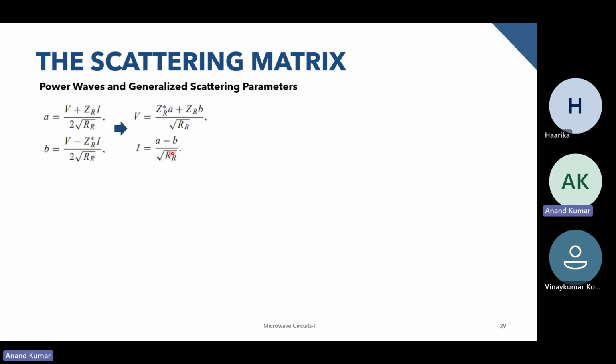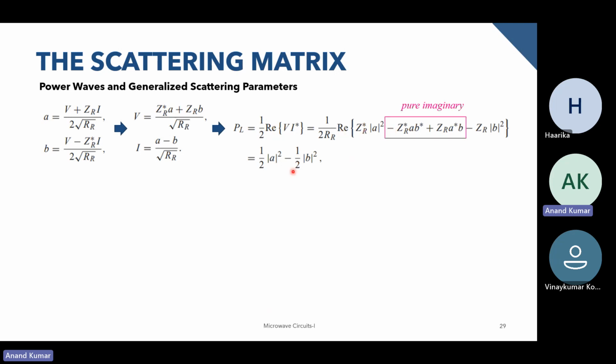Now, using this A and B, we can again define the voltage and current in terms of these two quantities, and we can find the power delivered to the load in terms of A and B. Again, this term is purely imaginary, so we ignore it when we take the real part. This property comes from complex numbers. So A is essentially the incident power, and B is the reflected power at the load, and the difference gives us the power delivered to the load.